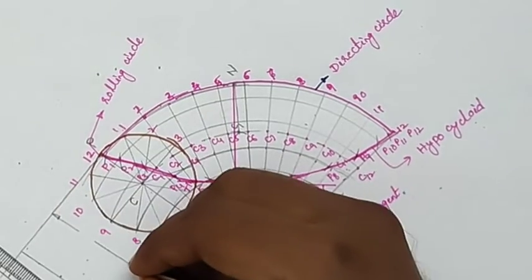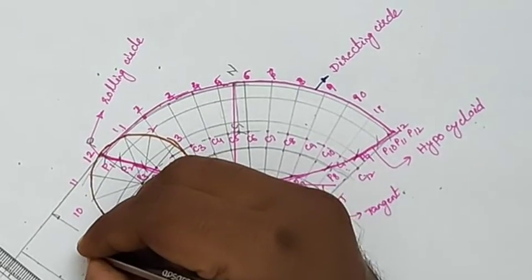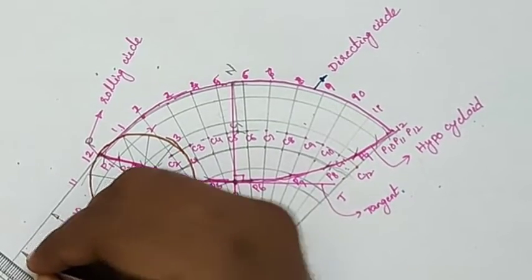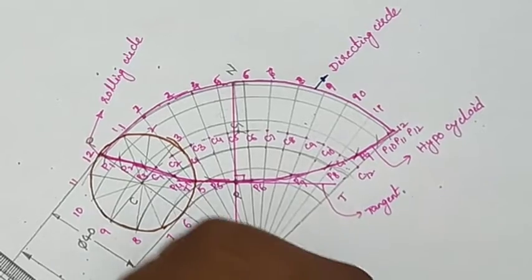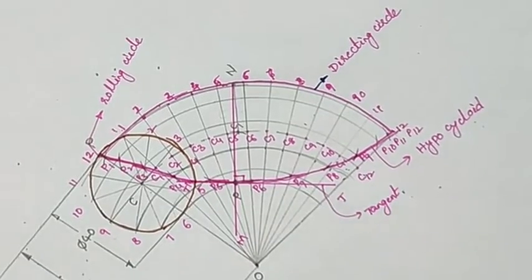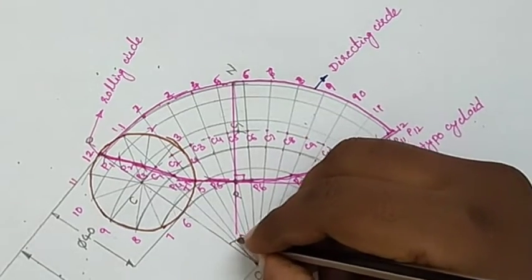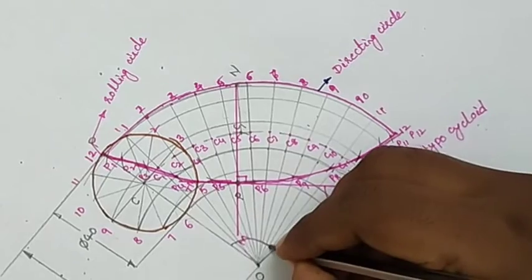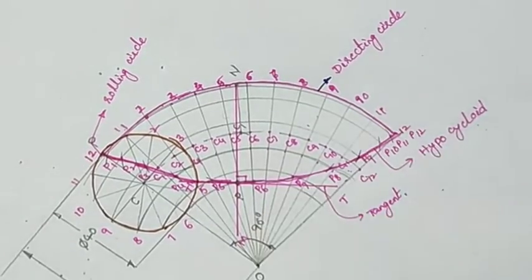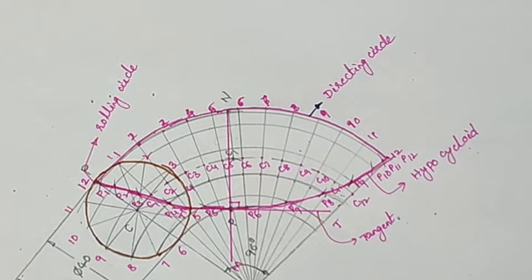So this diameter, they are giving that 40, and this radius, they are giving that R75. So like that we will give the dimensioning also, and also this angle, 96 degrees. Like that we will draw the hypocycloid.